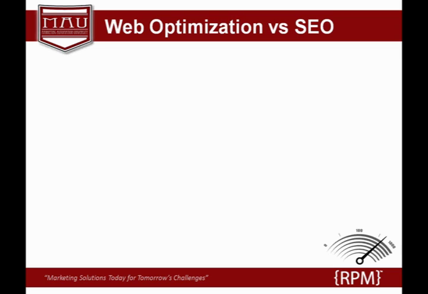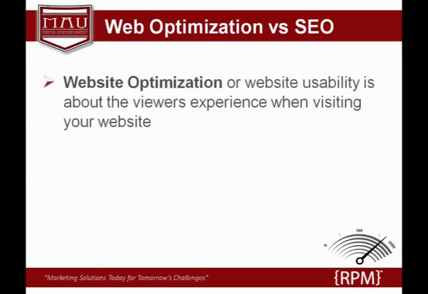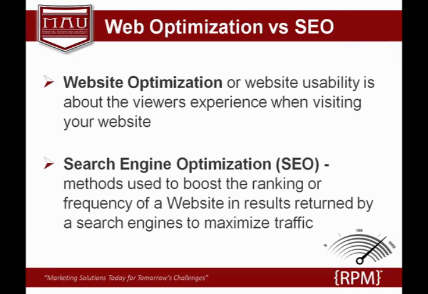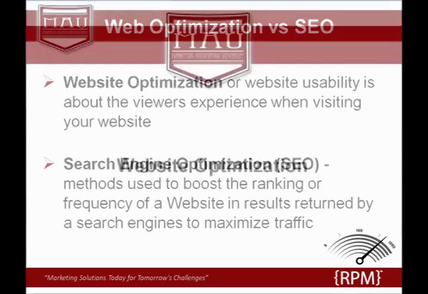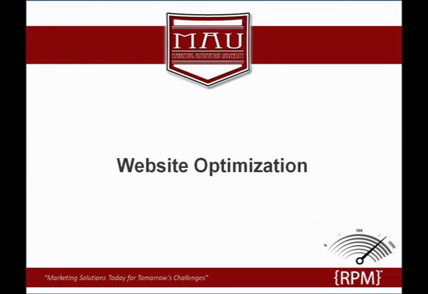Now let's clear up any confusion between website optimization and search engine optimization. Website optimization or website usability is about the viewer's experience, and we want that to be as seamless and pleasant as possible. SEO or search engine optimization is the method used to boost the ranking or frequency of your website in search results. Now that we've clarified that, we'll first talk about optimizing your website for the best user experience.